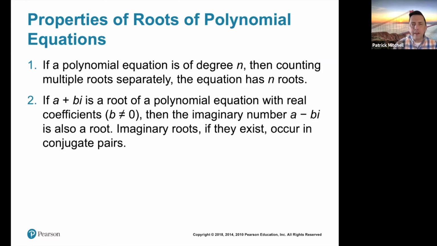All right, this one's going to come in handy in a little bit. If a plus bi is a root of a polynomial equation with real coefficients, a plus bi being a complex number, then the imaginary number a minus bi is also a root. So in other words, imaginary roots, if they exist, occur in conjugate pairs. So I will show you in a little bit exactly where I'm going to use that.